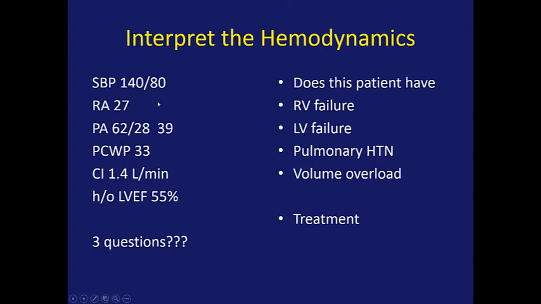So this is more hemodynamics. This guy has blood pressure of 140/80. His RA pressure is 27, PA 62/28 with the mean of 39. Wedge pressure is 33. Cardiac index is 1.4, and his EF is 55%. That's all you have. Do you want to ask anything about this guy? Organ damage. Okay, creatinine is baseline. LVADs. Baseline. Lactate. 1.